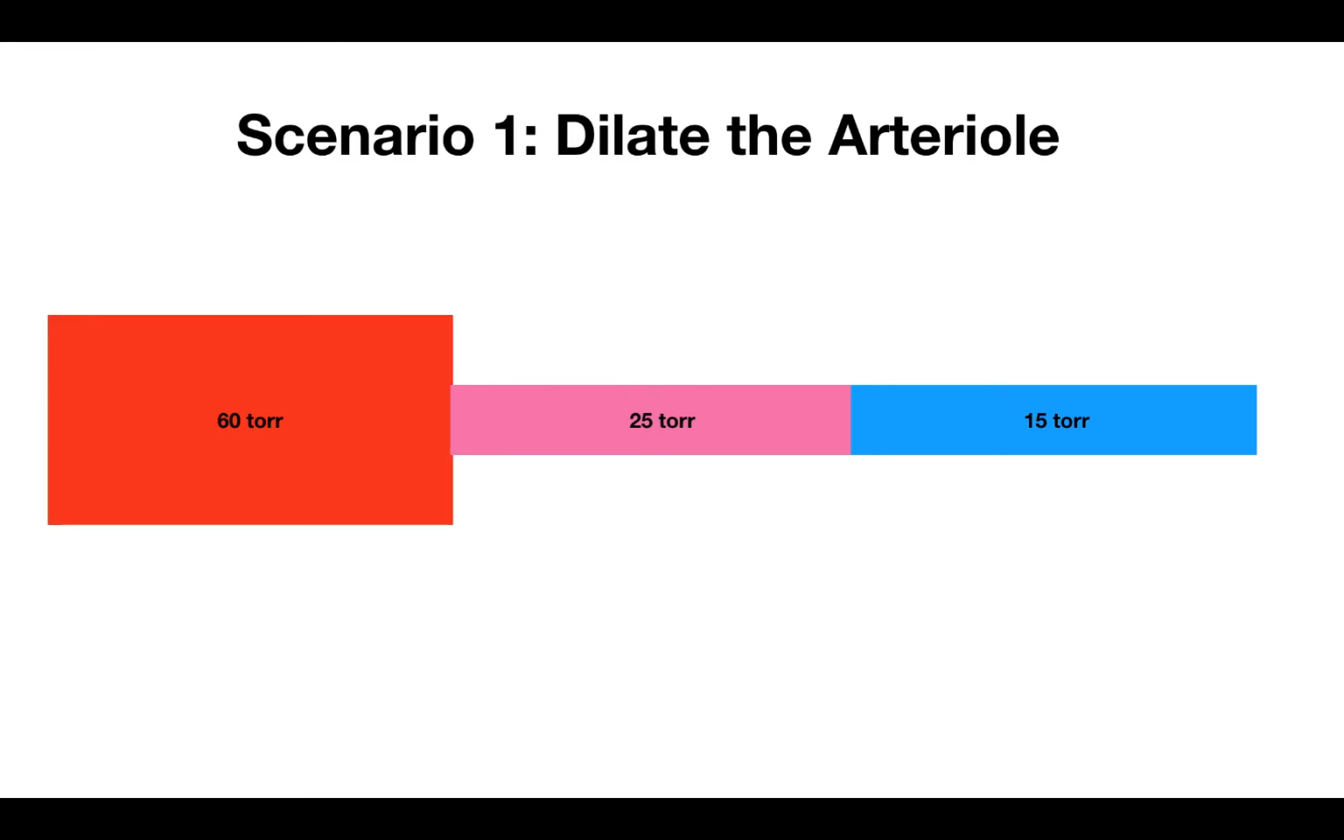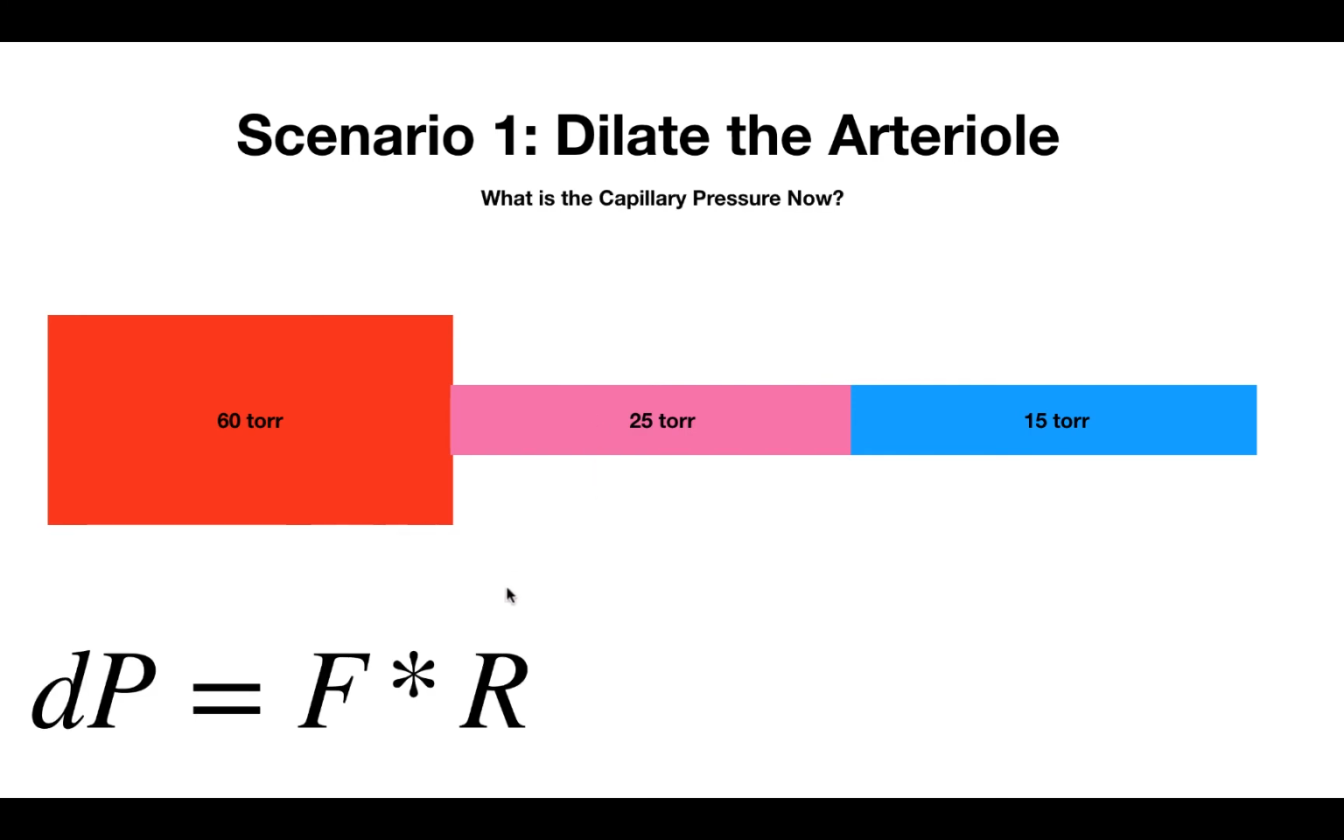So scenario number 1. The first scenario is when we dilate the arterial. So when we dilate the arterial, what is going to happen to the capillary pressure? Well, the main thing that we have to do is bring in our Ohm's law of hemodynamics again. So remember that Ohm's law of hemodynamics states that the difference in pressure between 2 points is equal to the flow times the resistance. And as we increase the resistance, we increase the difference in pressure. Now, in this case, what's going to happen is that the resistance is decreased in the arterial. And this is because we have dilated the vessel, so therefore the radius is increased.